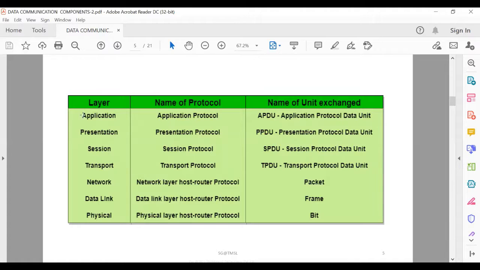Now, these are the layers, and according to each layer, different protocols are used. For the physical layer, the physical layer host router protocol is used, and the unit exchanged between the systems is the bit. In the data link layer, the data link protocol is used, where frames are exchanged, and then the packet is exchanged. In this way, different protocols are used for different layers, and the units that are exchanged are specified in this table.